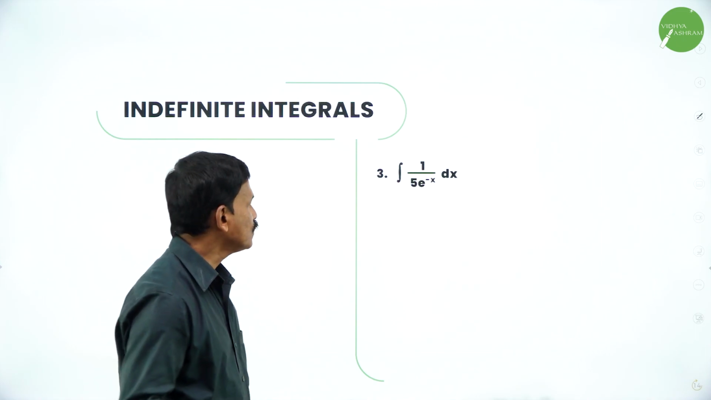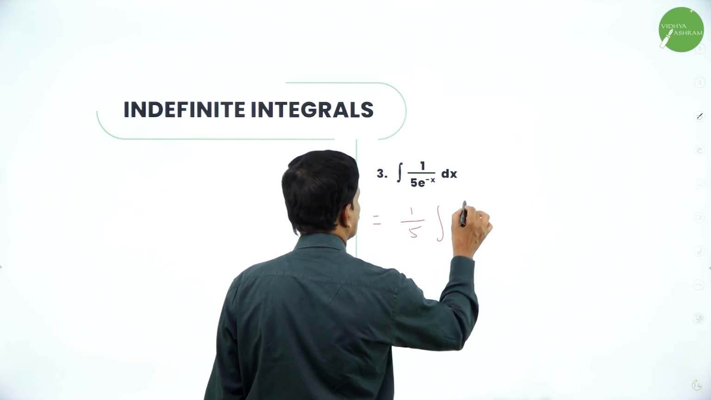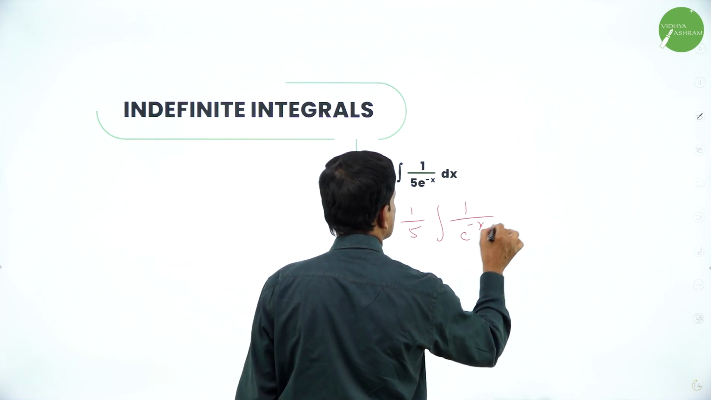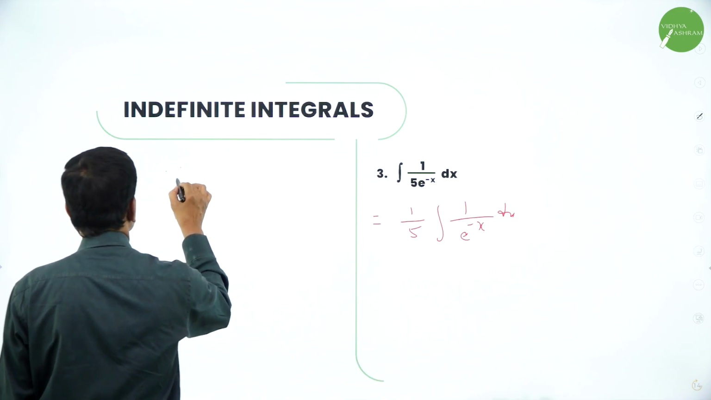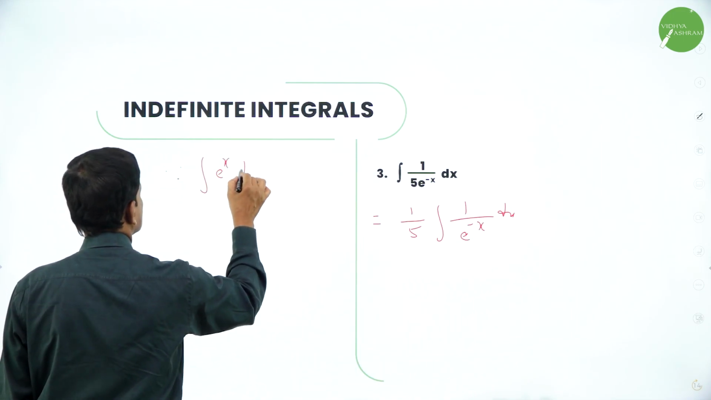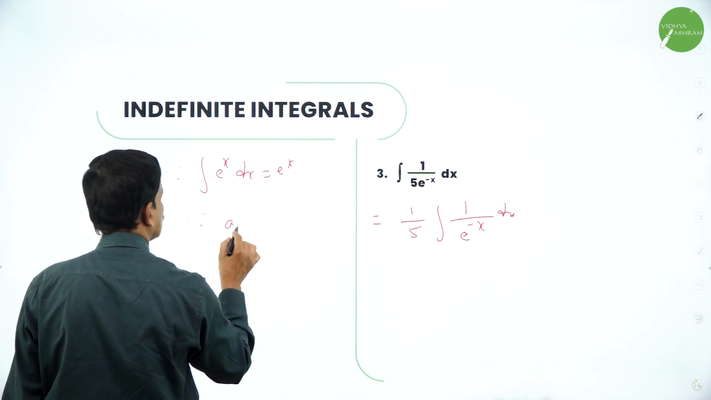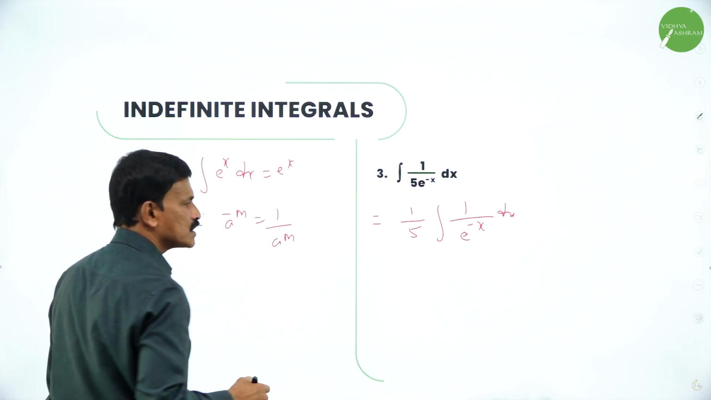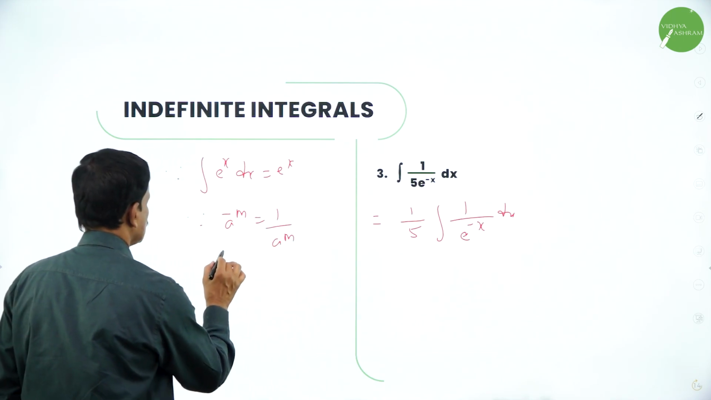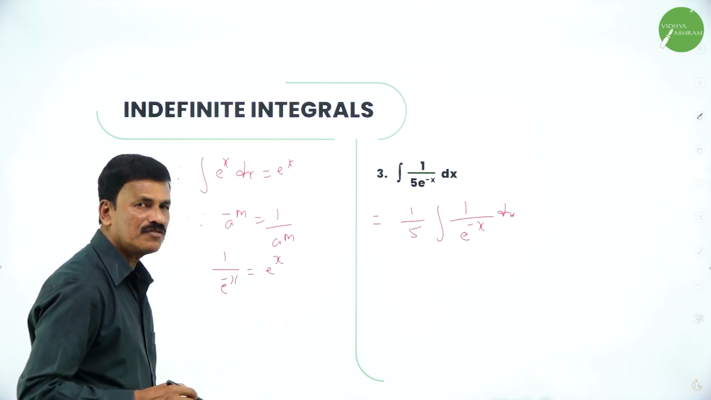So integration of this is again 1 over 5 constant, integral of 1 over e raised to minus x dx. As you know, integration of e raised to x is e raised to x itself. Since there is one formula, 1 over a raised to minus m is also equal to a raised to plus m. So if you take this to the numerator, e raised to minus x can also be written as e to the power of plus x.